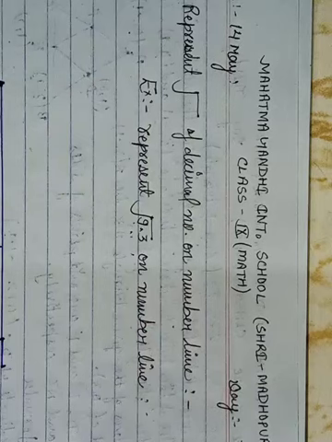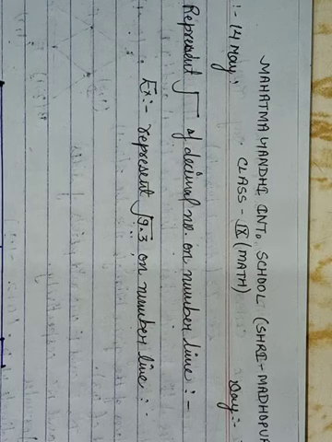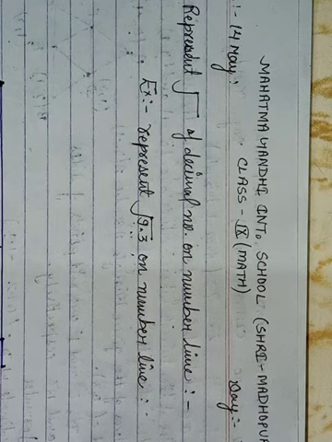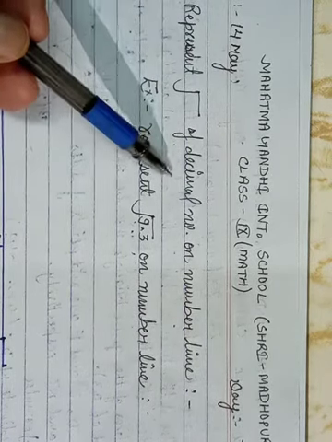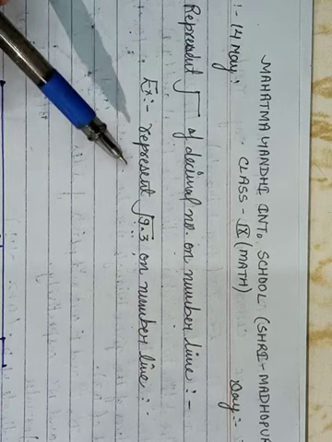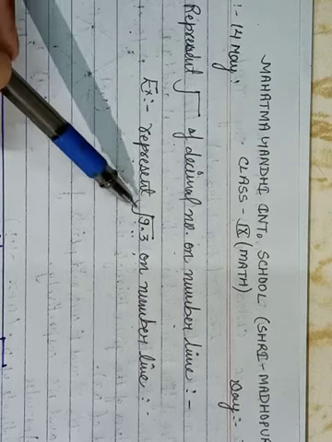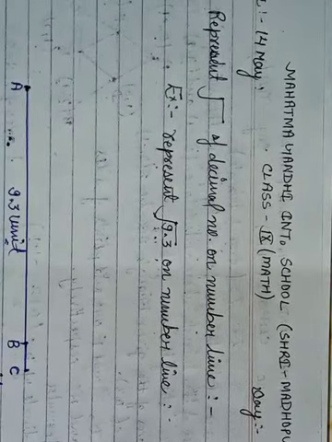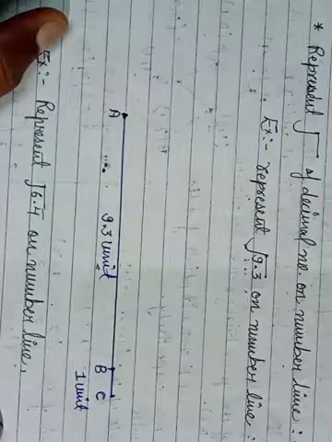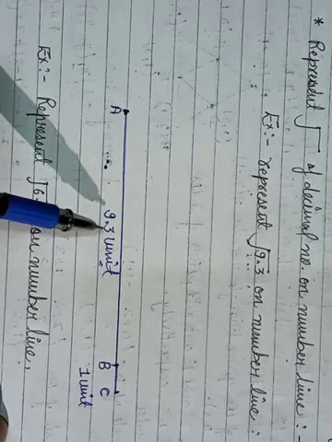Hello students, as you know, in the previous video I have already told you how you can represent the square root of a whole number on the number line, but in this video we will see how we can represent the square root of a decimal number on the number line. Let us take one example here. Represent square root of 9.3 on the number line. So first of all we will draw a line AB of 9.3 units.